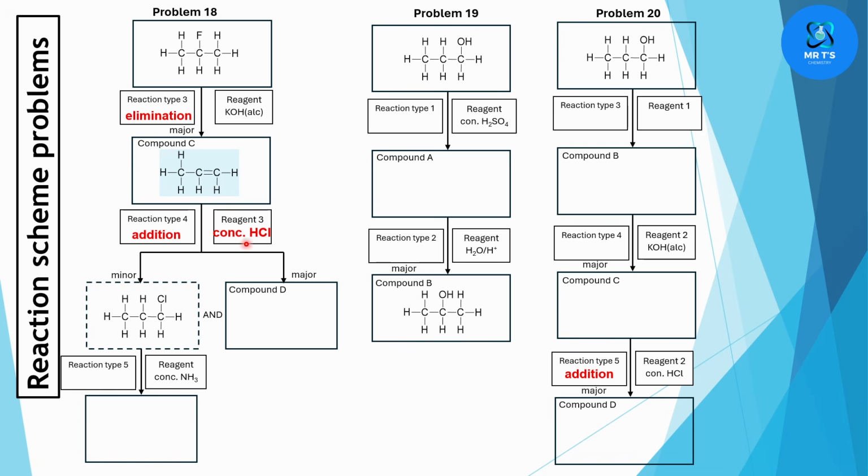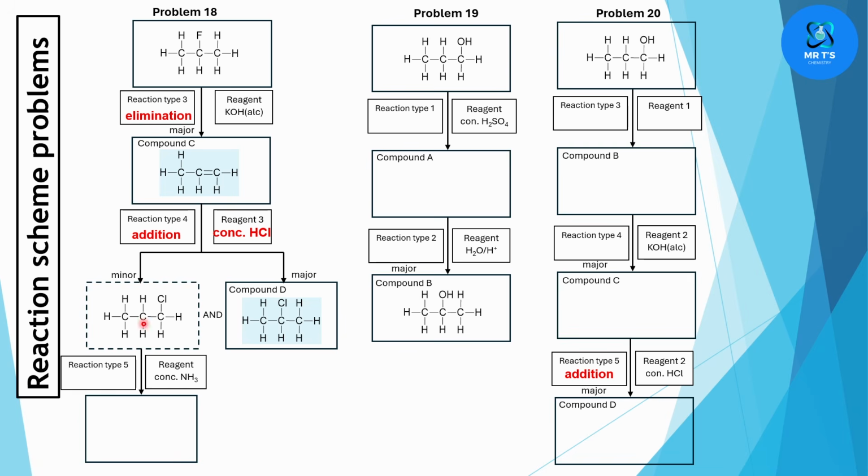Now, the minor product, of course, happens using Markovnikov's rule when the hydrogen does not go to the side with the most hydrogens, does not attach to that carbon. So this is the minor product here. When it does attach to the carbon that has the most hydrogens, we are going to get this compound D molecule, and this is the major product.